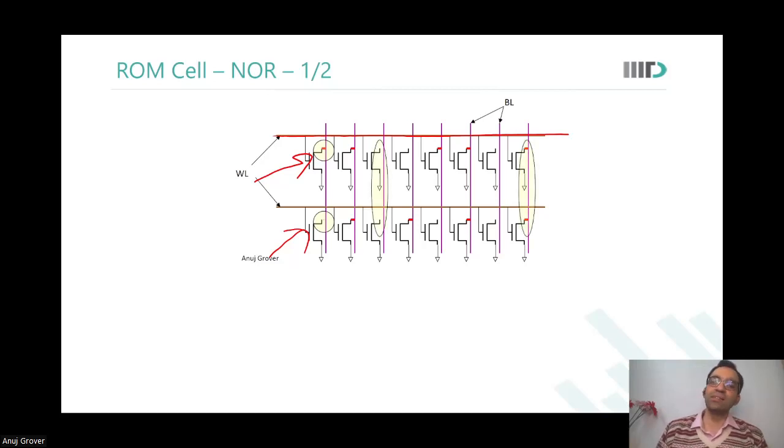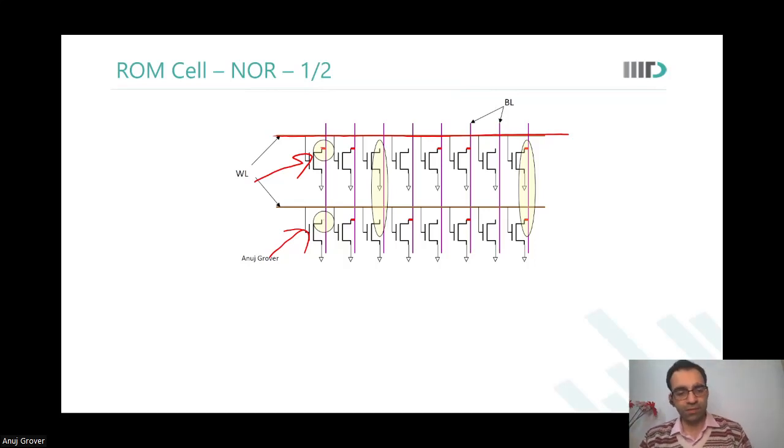Now the challenge is that there are some bit lines where there is, say, X number of connections. There are some bit lines where there are no connections. And there are some bit lines where every NMOS cell is connected to the bit line. Are you able to see this? Yes, sir. So do you want this kind of a situation for your bit lines, or do you prefer something else?